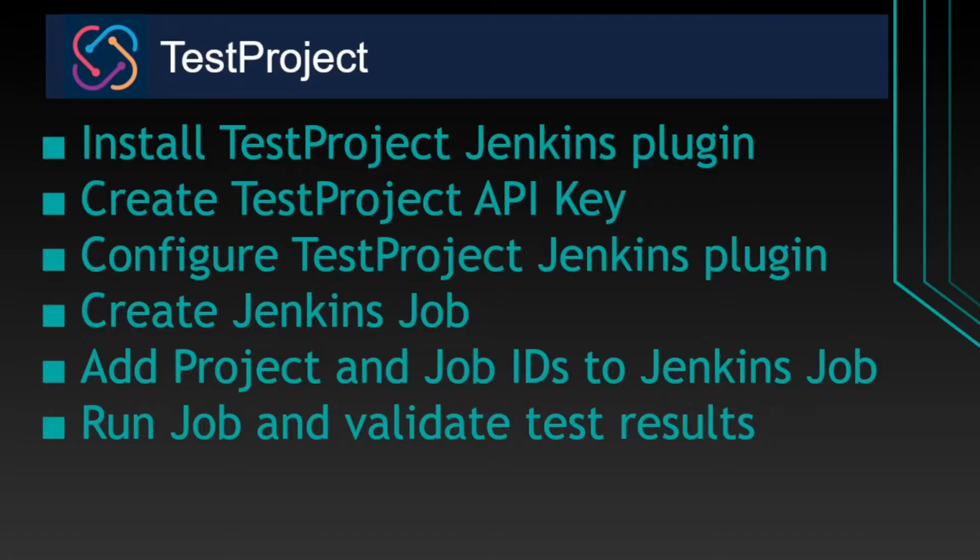And then we are going to create a test project API key. And then we need to configure the test project Jenkins plugin in Jenkins. And then we need to create a Jenkins job. And then we need to add the project ID and job ID of your test project in the Jenkins job. And then we will be running the job, and then we are going to validate the test results. So now let's jump onto the system and see how we can perform all these steps in sequence practically by using test project and Jenkins.